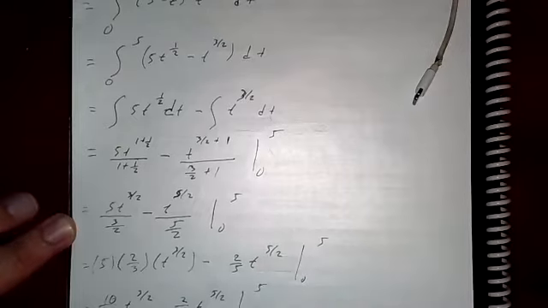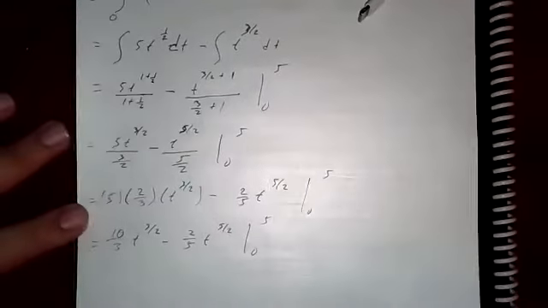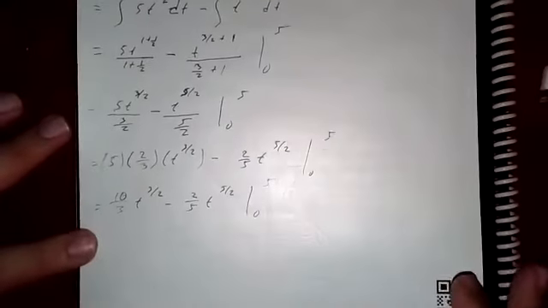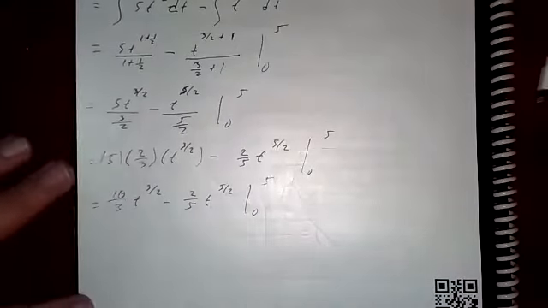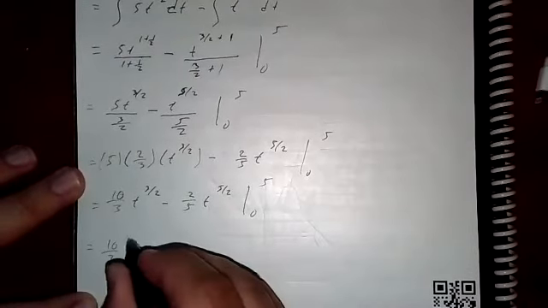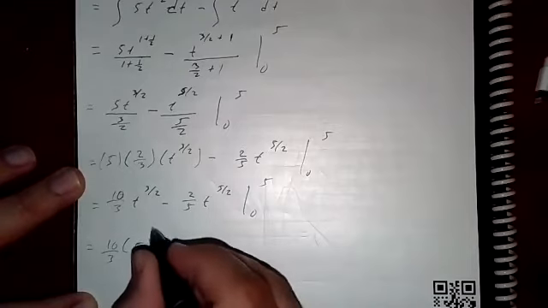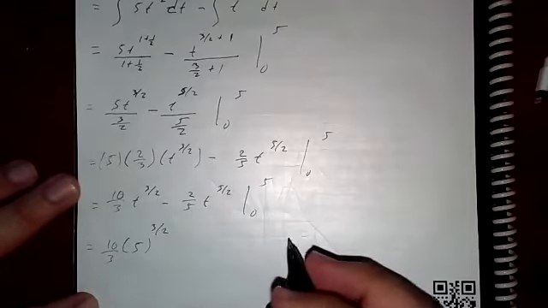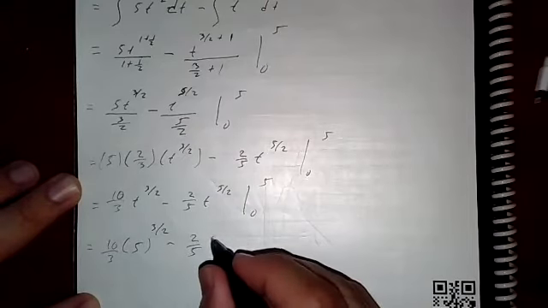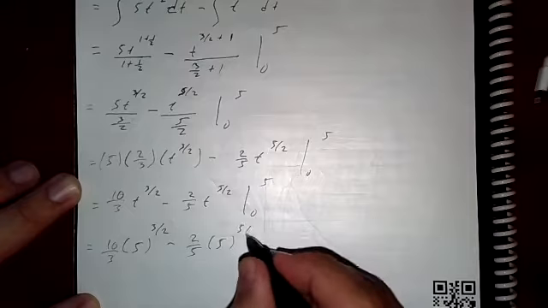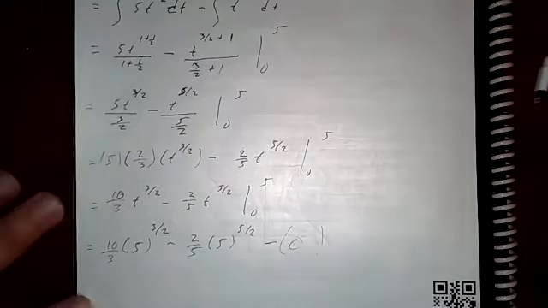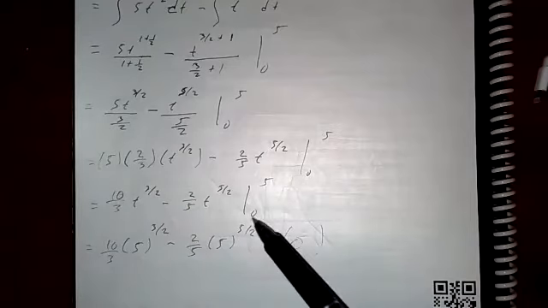So I'll just evaluate and you're done. Okay, so that will be 10/3 times 5 to the 3/2 minus 2/5 times 5 to the 5/2 minus 0, right, when you do the lower bound.